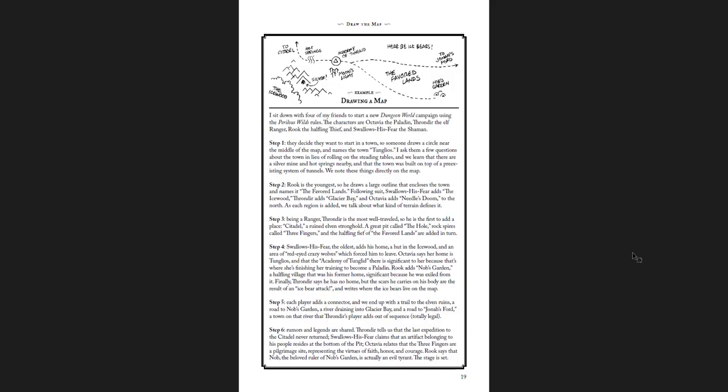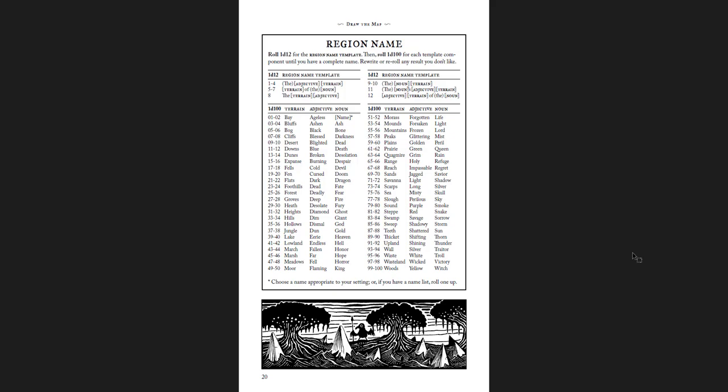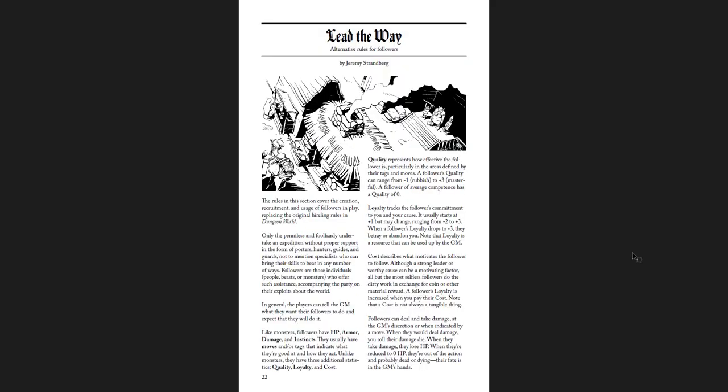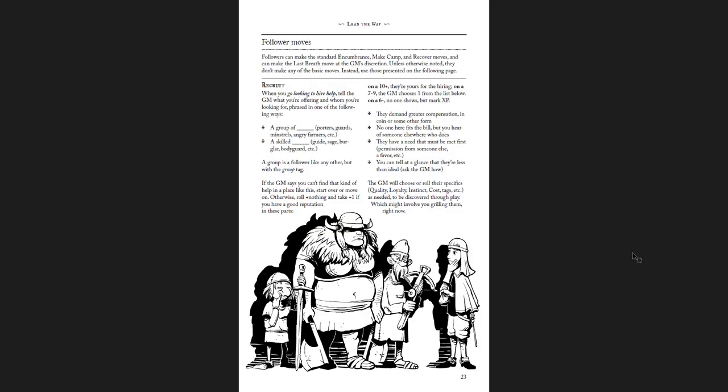Here's a good example for how to draw the map and how to come up with a place, and then a bunch of random tables for regions, D12 tables and terrain, adjective, nouns to develop your own names appropriate to your setting. And again, you can translate these into the language that is used as your influence. Place names, and then leading the way, which is this section on alternative rules for followers. Your system of choice probably has rules for followers. If not, you could use these. They're fairly easy to put into any game.